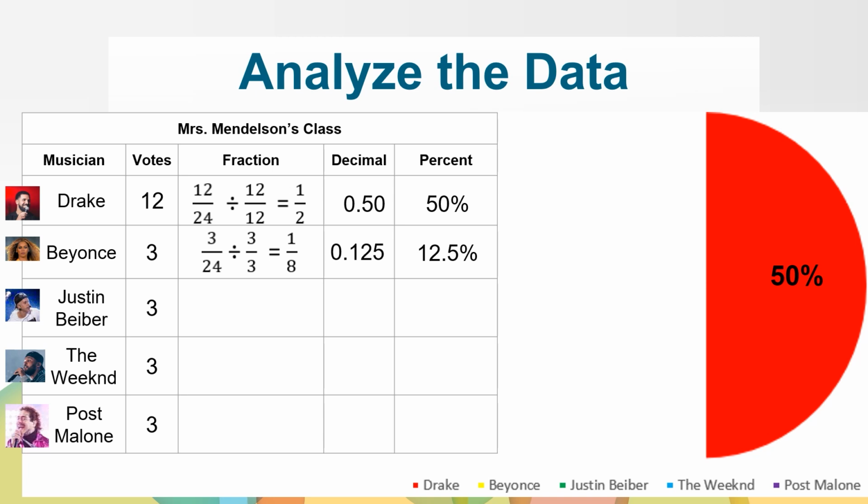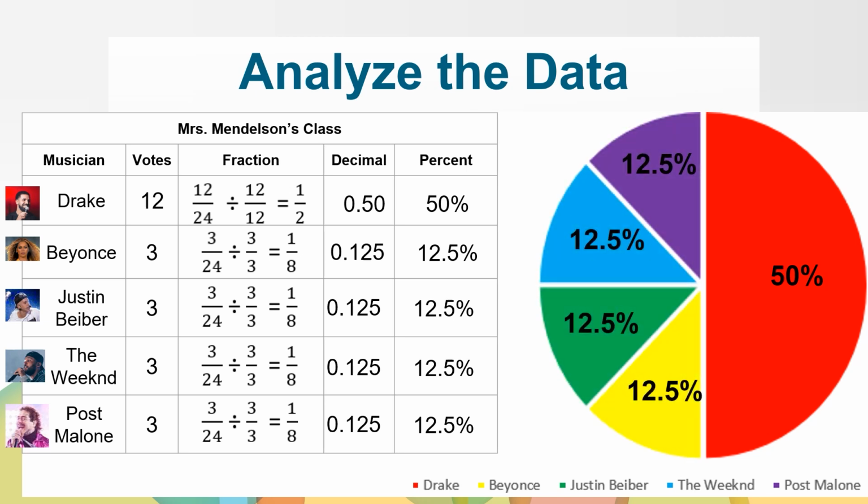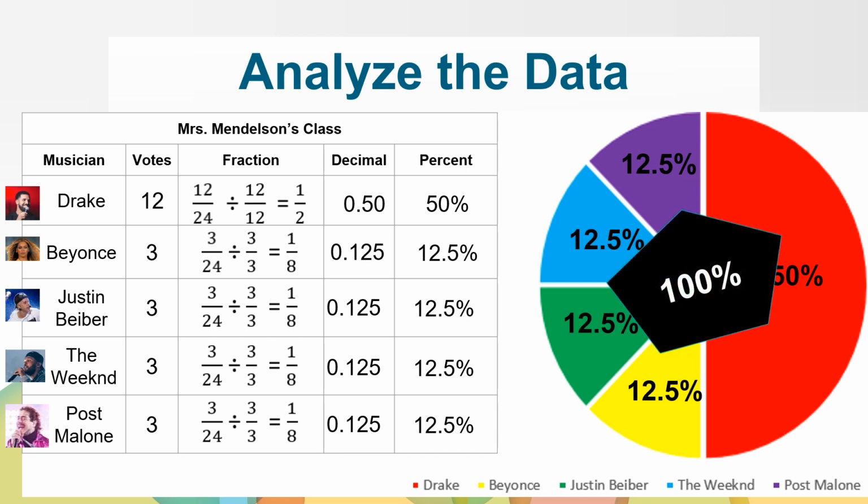Half of 25 is 12.5. So half of 25/100ths would be 125 thousandths, or 12.5%. Justin Bieber, The Weeknd, and Post Malone had the same number of votes as Beyonce, so all of those values will be equivalent. We'll represent their 12.5% in yellow, green, blue, and purple pieces. Again, when we add all the percentages, we'll get a sum of 100%.